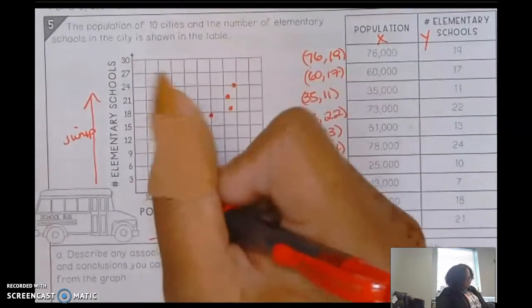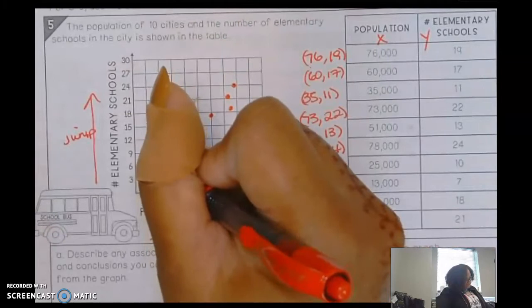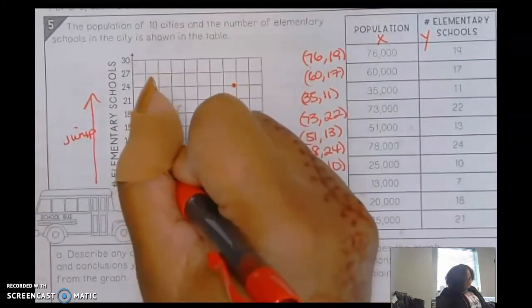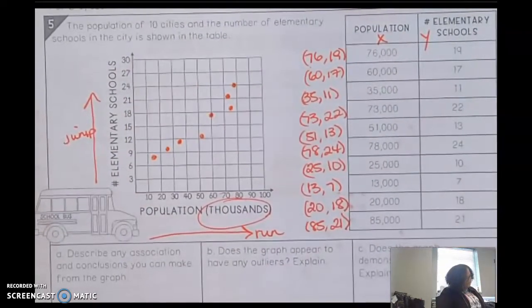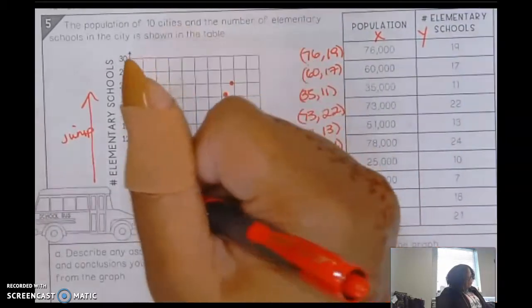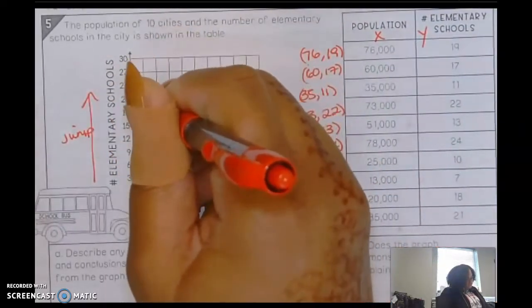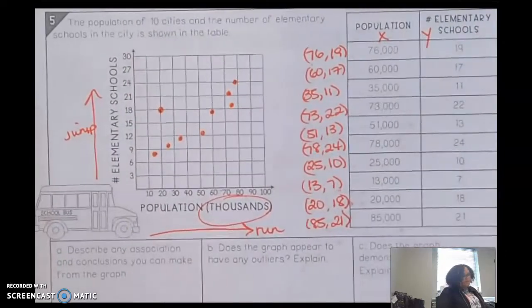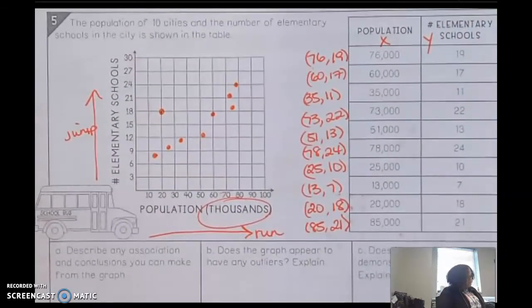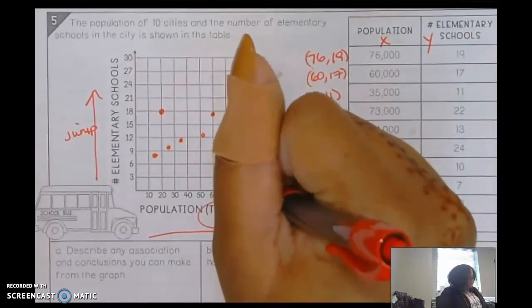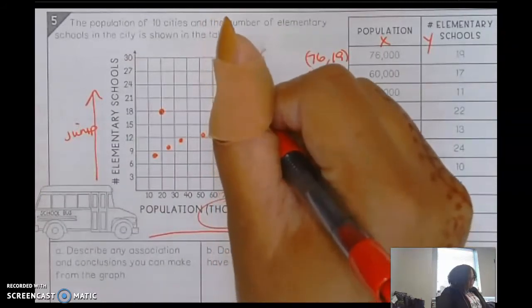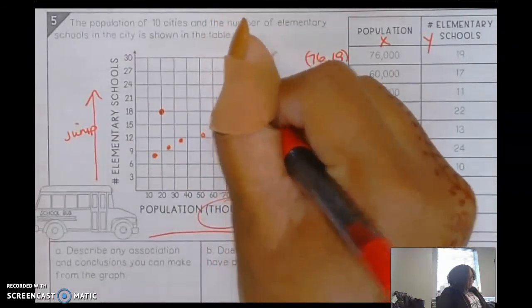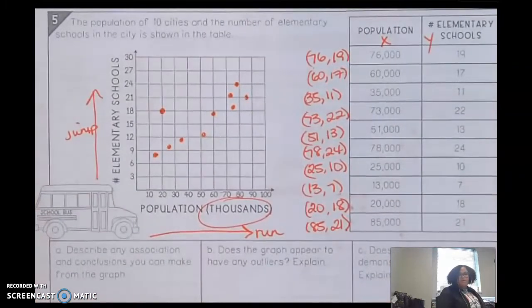13, 7. 13, about 7, might have gone a little too far over. 20, 18. That was a perfect point. And 85, 21. Okay, I've got to make sure I have all 10 of my points.